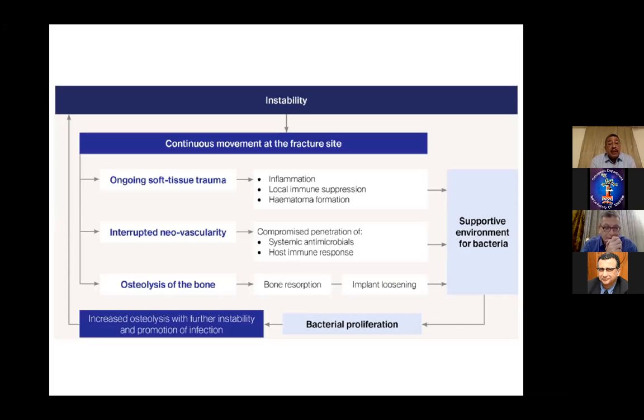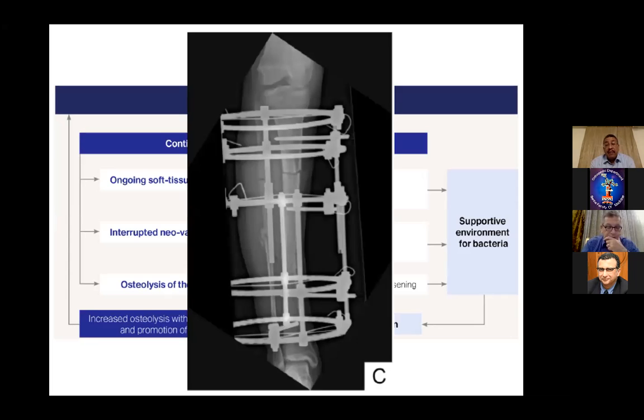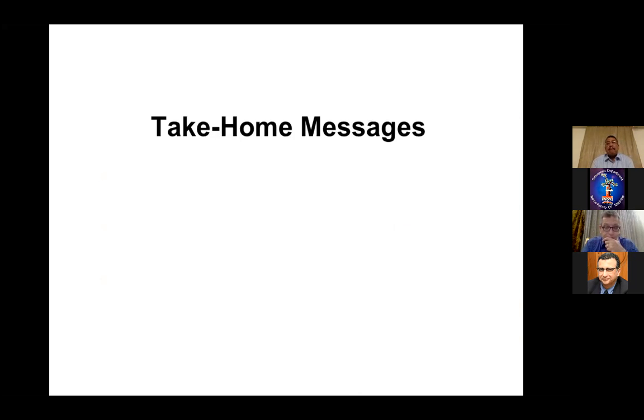And this continuous movement will lead as well to osteolysis of the bone, bone resorption, and implant loosening. These all are a supportive environment for bacteria. They invite bacteria and they invite proliferation. And this will increase the osteolysis and we will get into a vicious circle of instability and infection. In these cases, the workhorse is the external fixator and the ring fixators, to offer the needed stability with eradication of infection.